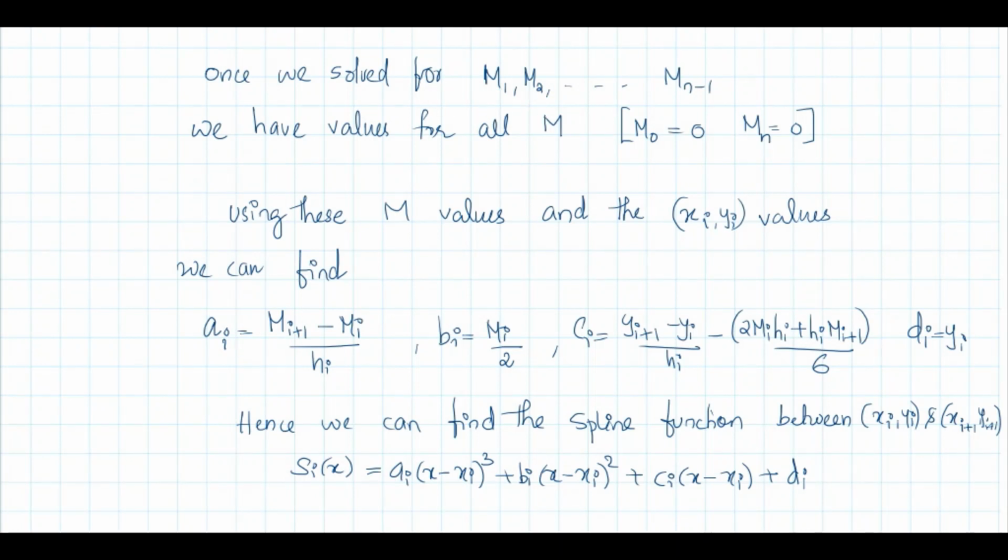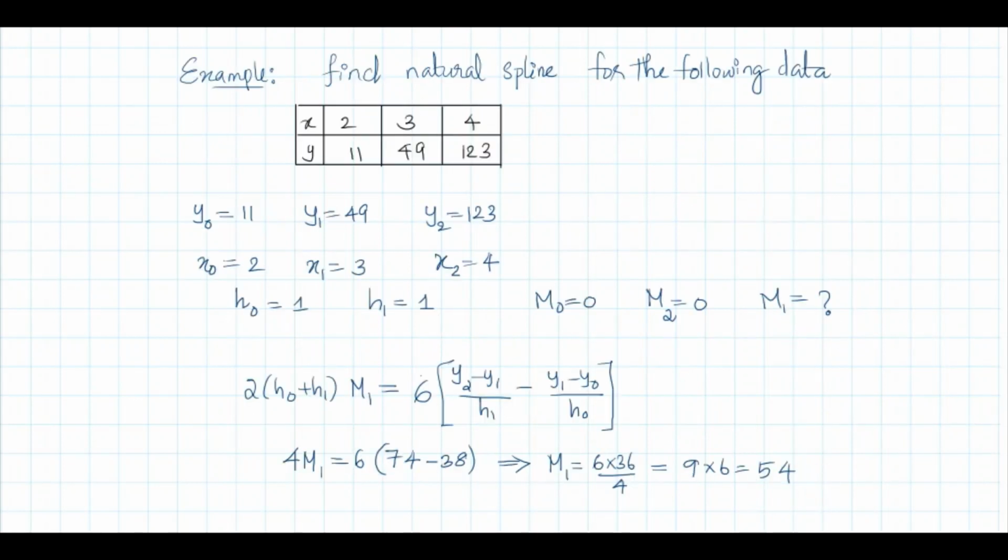Once we have solved for m1, m2, etc., mn minus 1, we already have values for m0 and mn. So we have all the values from m0 to mn. Using these m values and the given data points, we can find ai, bi, ci, di. Using these values of ai, bi, ci, and di, we can find the spline Si of x equal to ai (x minus xi) cube plus bi (x minus xi) square plus ci (x minus xi) plus di. Okay, so I will give you one example.